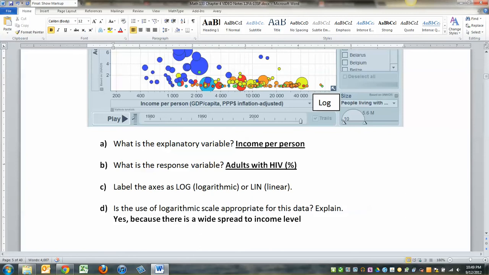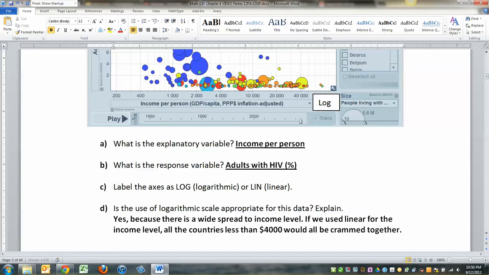All right, so there's a wide spread to income level. If we used linear for the income level, all the countries less than $4,000, right? Very poor countries. I mean, your average GDP is $4,000 a year. So all the countries less than $4,000 would all be crammed together. It would be a terrible graph, as you saw. All right.